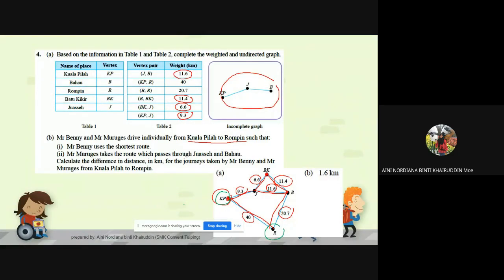Yes, teacher. Which one is the shortest route from Kuala Pilah to Rompin? Is it the direct way or go to Juasseh first, then Bahau, and then Rompin? So which one?